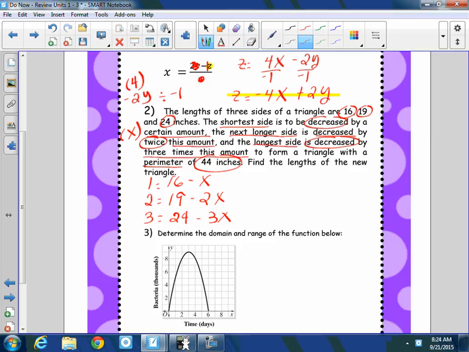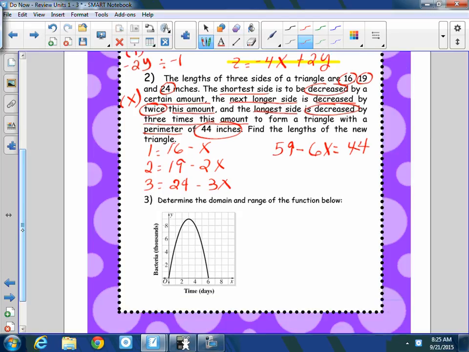Now everybody needs to know that for perimeter, what do you do with all those sides? You add them up. So let's see if we can add anything up. And yes, we can, right? What's 16, 19, and 24? We're sure? Yes. And then negative x, negative 2x, negative 3x. Negative 6x. And that should be equal to 44, because that's your perimeter. Very good. And now after that, the calculator will take over, correct? How would you write it on the calculator? 59 minus 6x minus 44. Please don't blurt it out.